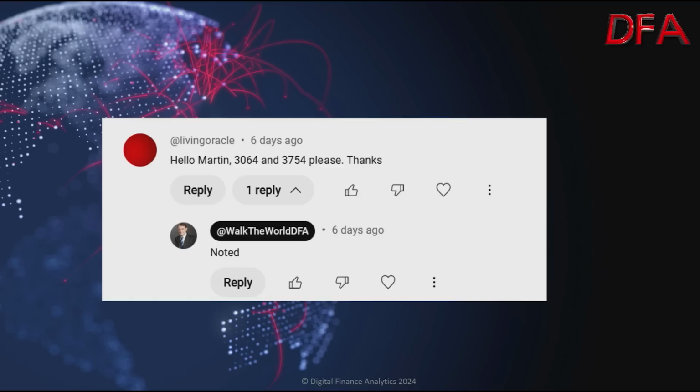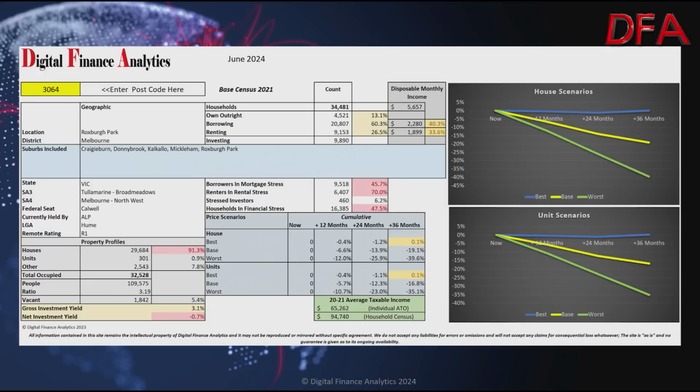Now, the next one is from Living Oracle. Hello, Martin. 3064 and 3754, please. And very happy to do those. So firstly, 3064 is the Roxburgh Park area, including Donnybrook and Mickleham. And there we have 34,000 households in the place with, wait for it, 60% borrowing and 26% renting.